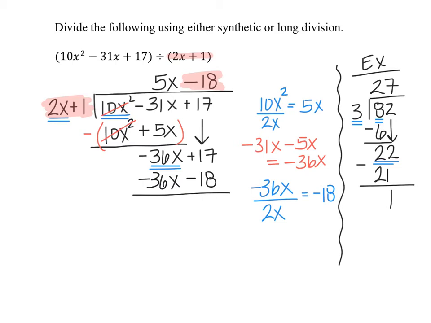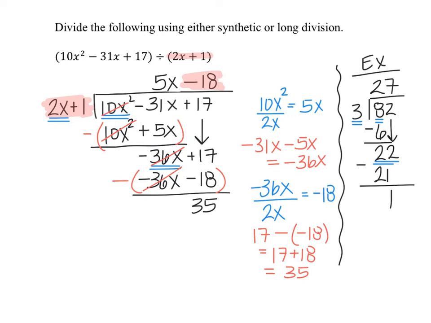And then here's my red pen step that I want to make sure to subtract this entire quantity. It has two terms, so we want to subtract the entire quantity. Negative 36x minus a negative 36x will end up being 0. And then I have 17 minus negative 18. So that's 17 minus a negative 18, which is really going to turn into 17 plus 18, which is 35. So I end up with 35.